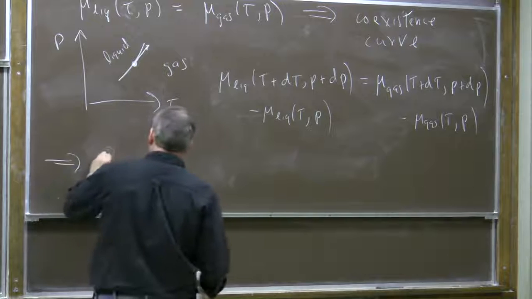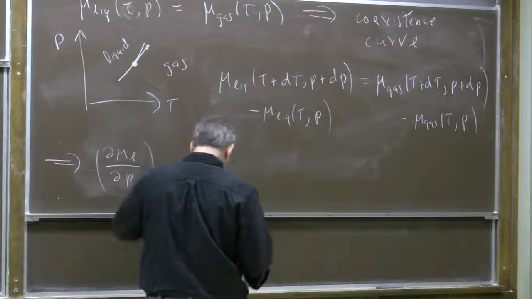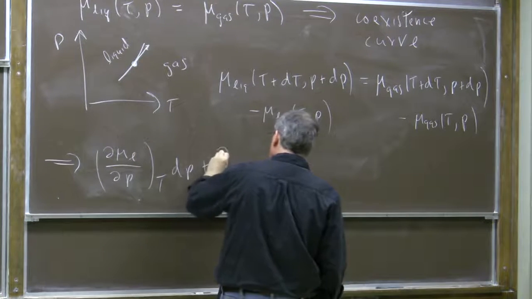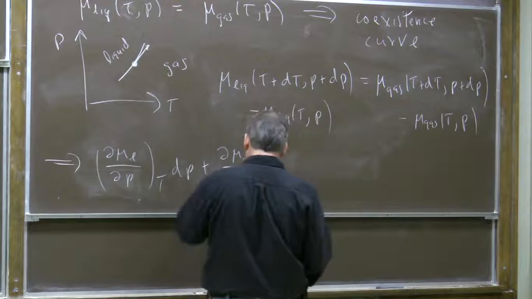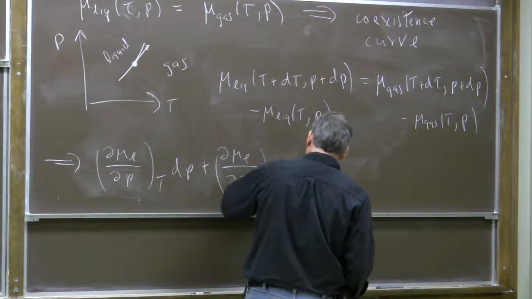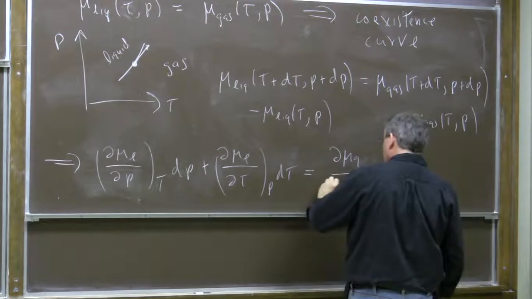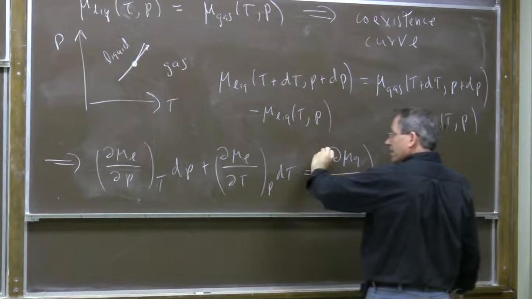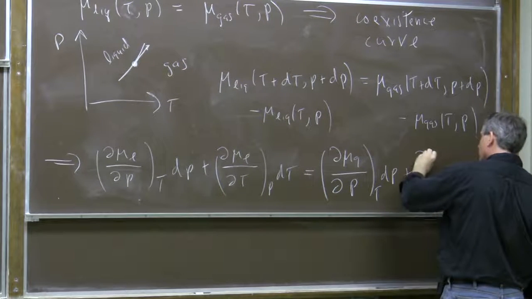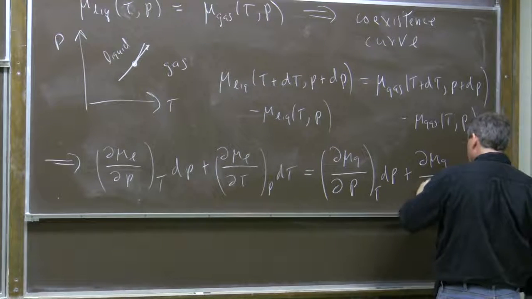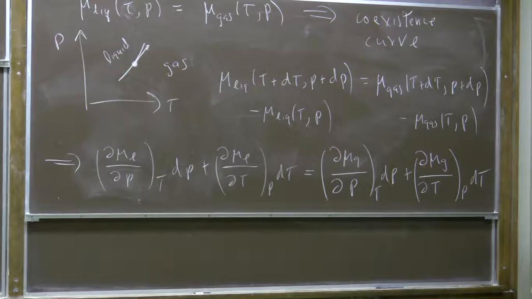So I can say that the derivative of chemical potential, I'll write sub L for liquid, with respect to pressure at constant temperature, dp, plus the partial derivative of chemical potential of the liquid with respect to temperature at constant pressure, d tau, equals the corresponding quantity for the gas: partial derivative of chemical potential of the gas with respect to pressure at constant temperature, dp, plus partial derivative of chemical potential of the gas with respect to temperature at constant pressure, d tau. Those have to be equal.